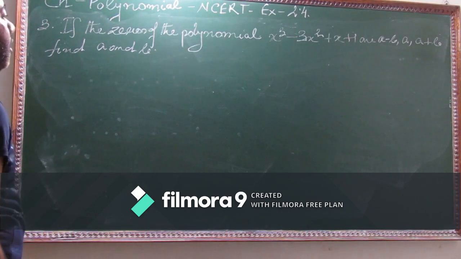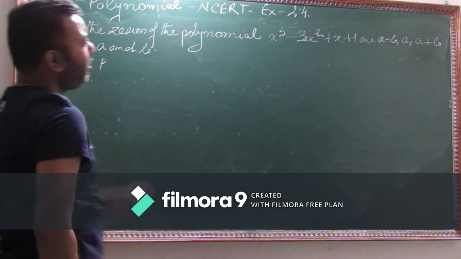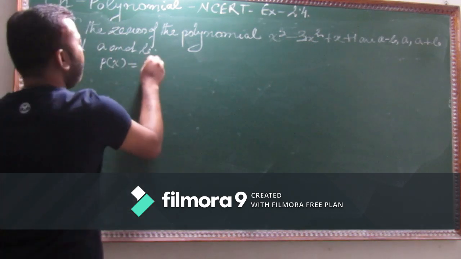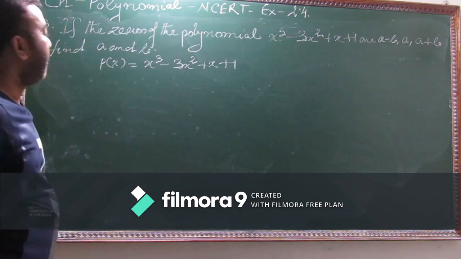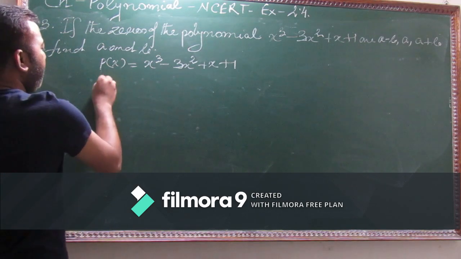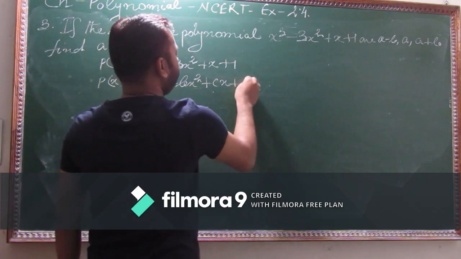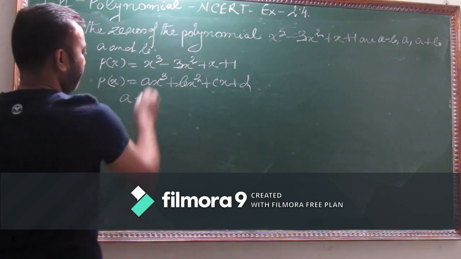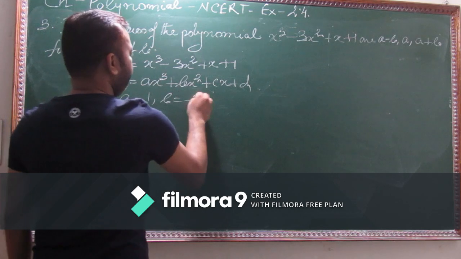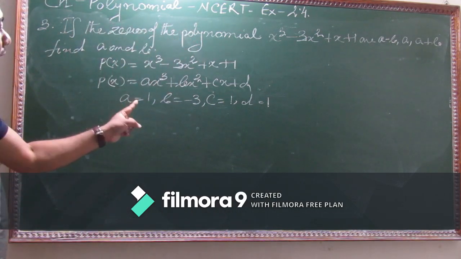Please listen. This is x cube minus 3x square plus x plus 1. Let me write the polynomial first. Since this is a polynomial in x, I am going to write p(x) equals x cube minus 3x square plus x plus 1. Now I write the cubic polynomial's general form, ax cube plus bx square plus cx plus d. Comparing, a is equal to 1, b is equal to minus 3, c is equal to 1, d is equal to 1. So successfully I got the values of a, b, c and d.